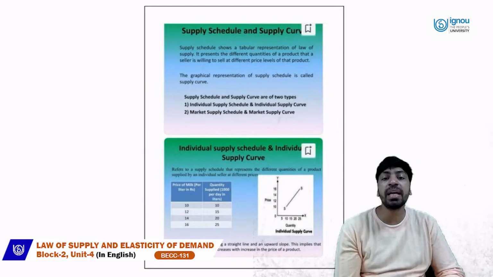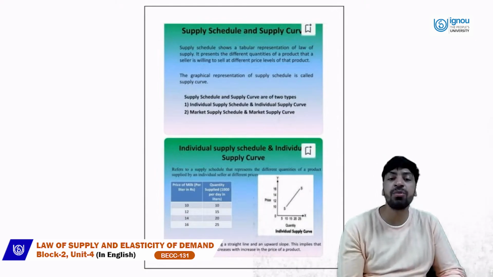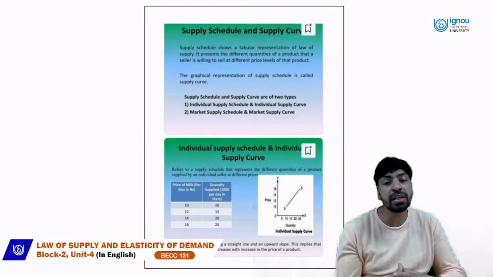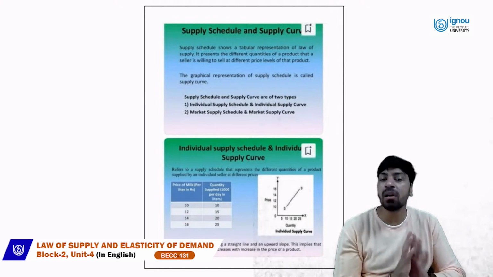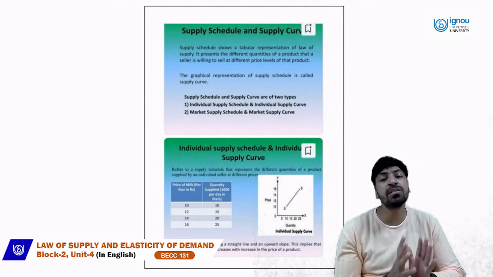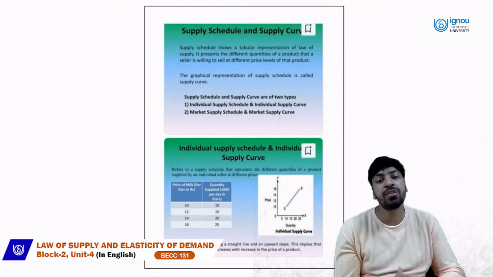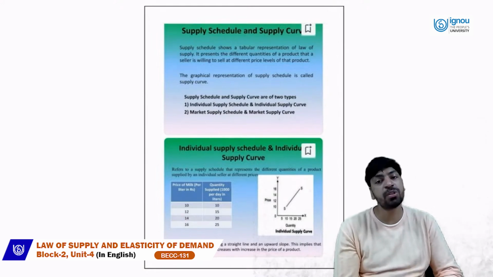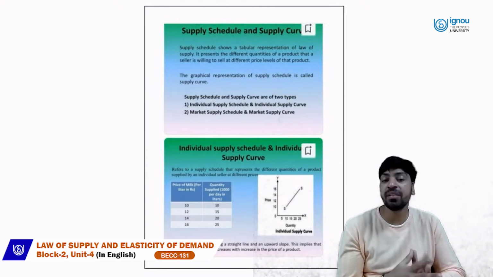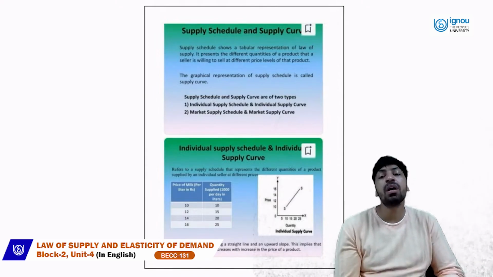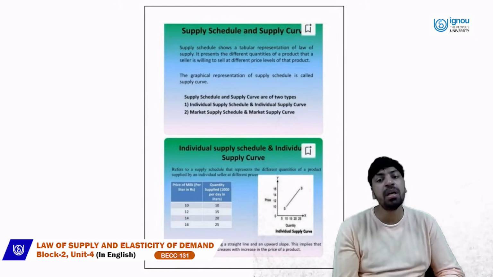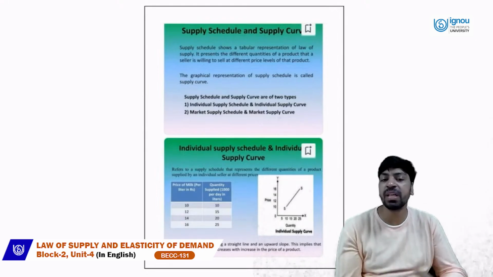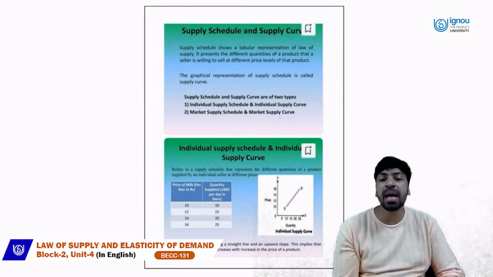When we talk about the individual supply schedule, we are not talking about the suppliers collectively, and we are not talking about the market. We are just talking about an individual person. That's called the individual supply schedule. Basically, the individual supply schedule refers to the different quantities of a product supplied by an individual seller at different price levels during a particular period of time, say rice and wheat. That's called the individual supply schedule.